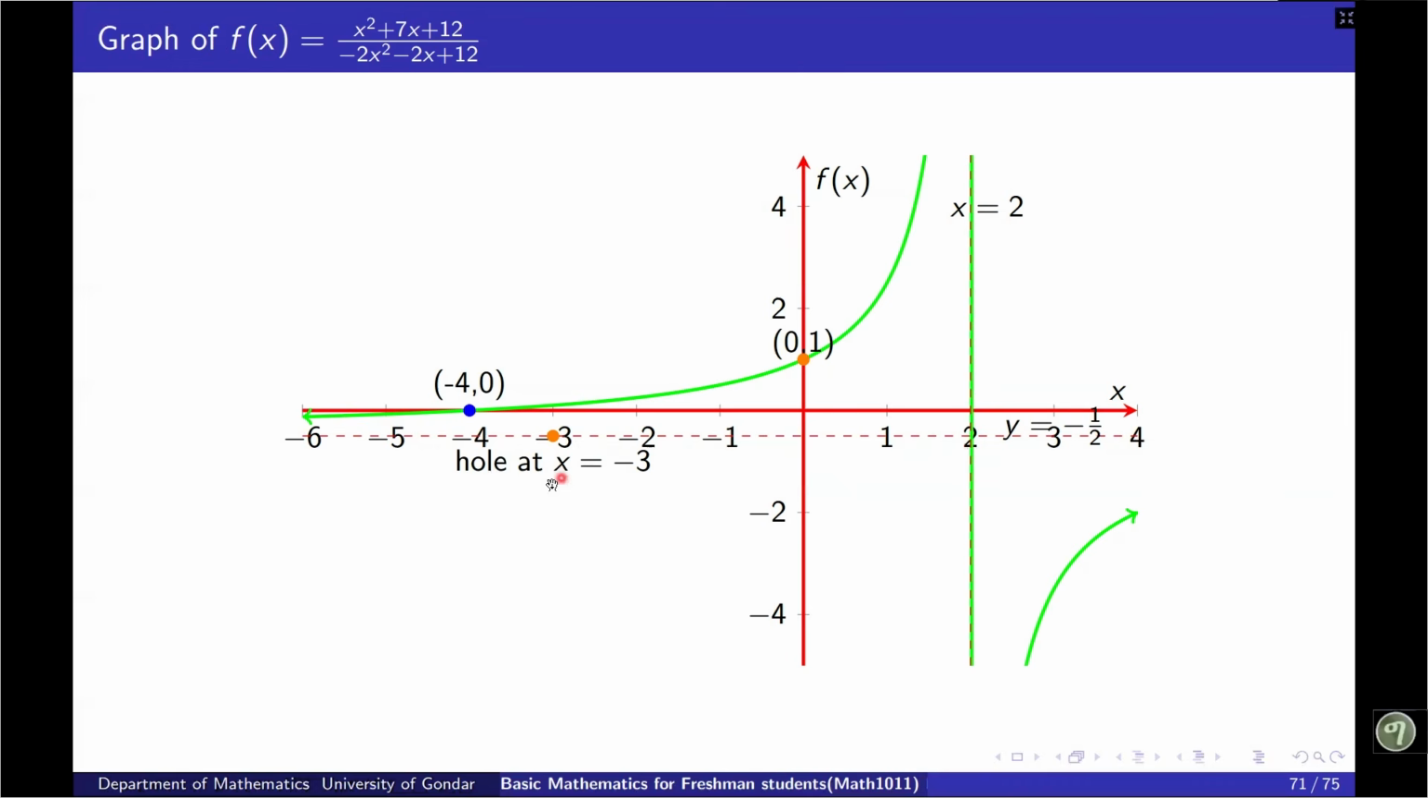And there is also a hole here, which is obtained at (-3, -1/10). Negative 1 over 10, so this is the hole. Therefore, this is the rough sketch, or simply the graph, of (x squared plus 7x plus 12) over (minus 2x squared minus 2x plus 12).